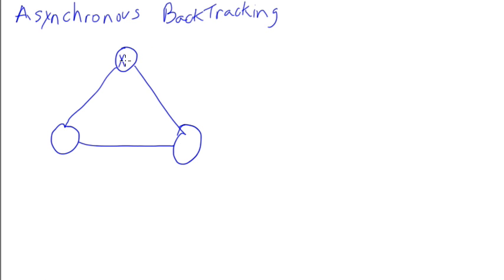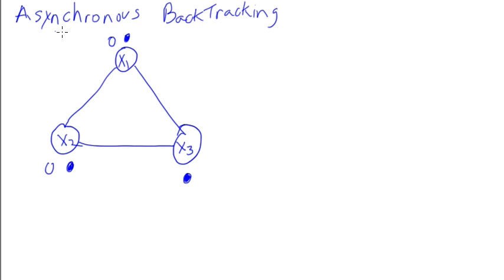Here we have just three nodes, x1, x2, and x3. Let's say this one could be either white or blue, this one could also be white or blue, and this one could only be blue.